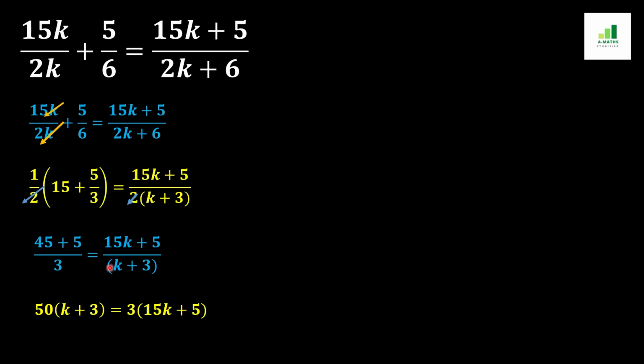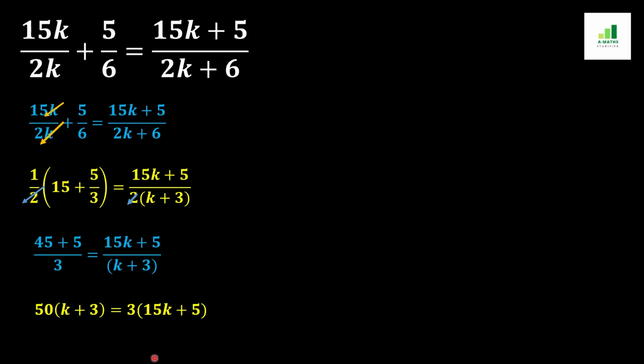We should cross multiply both of these values, or we should apply cross multiplication for both of these fractions, and we should get this 45 and plus 5 will add together, and we will get 50, and this k plus 3 will multiply with this 50, and this 3 will move to the other side of the equation, and it will multiply with this 15k plus 5.